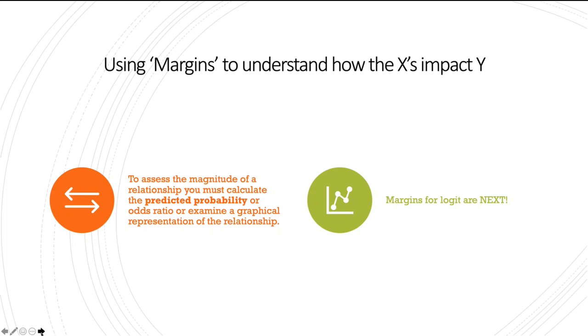So those are the key things. So now you've got some basic understanding. Remember, logit is only for those dichotomous dependent variables.